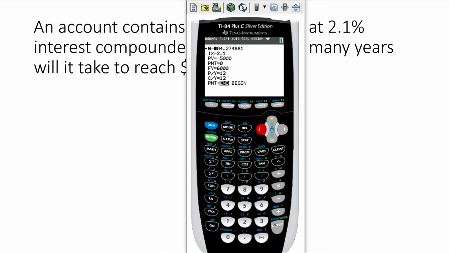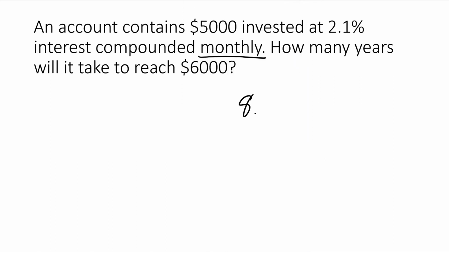So from there, we can calculate the number of years pretty easily. And we can actually do that in the TVM solver. If we move to the end of this field, we can actually just hit divided by and type in 12. So we take the number of months and divide by 12, and we get the number of years, 8.689 or 8.69 rounded to 2 decimal places. And that's 8.69 years. So that's how many years it would take to invest $5,000 at 2.1% interest compounded monthly and have that turn into $6,000.